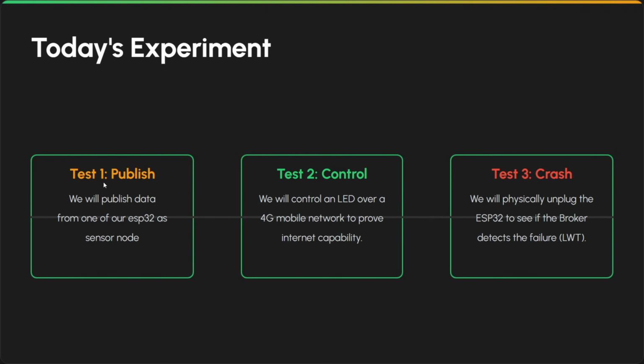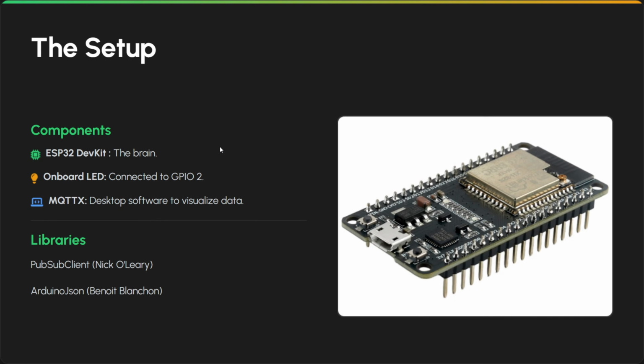We will publish the data from one of our ESP32s. We will control the ESP32 onboard LED, and we will physically unplug the ESP32 to see if the broker detects the failure. The setup is simple. We need an ESP32 and an LED. The ESP32 has an onboard LED, so you can use that too. And we need the MQTTX desktop software to visualize the data. I will show everything, and there will be some libraries.